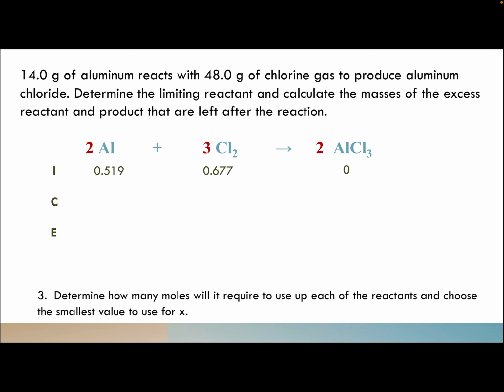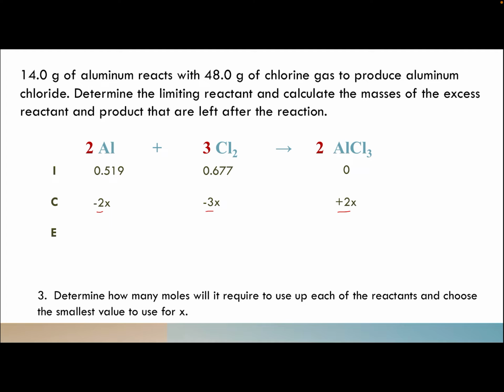So step 3 is to figure out that x value. So all of these, this would be minus 2x, minus 3x, plus 2x. And again, the minuses are because those are reactants, so they will be being used up. The plus is because that's a product, so it will be being produced. And all of these are just the coefficients from the balanced chemical equation.